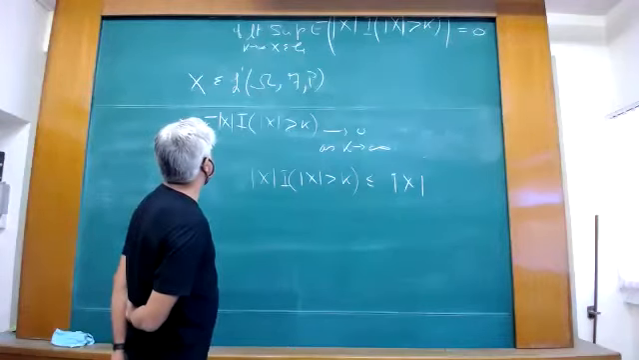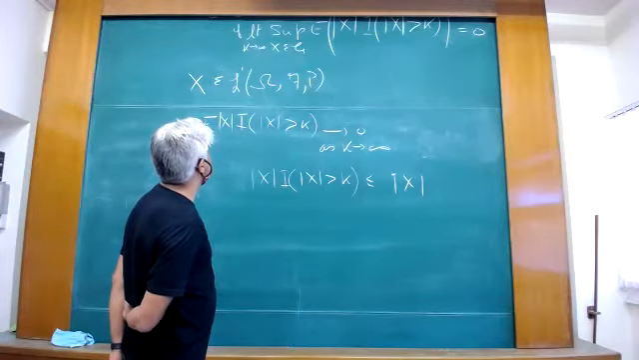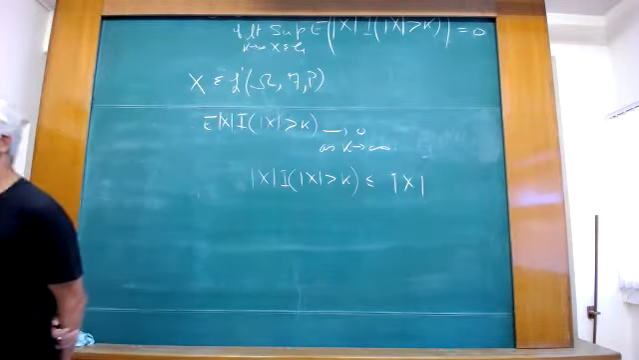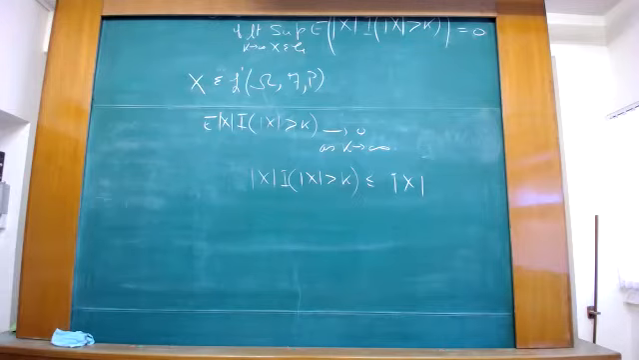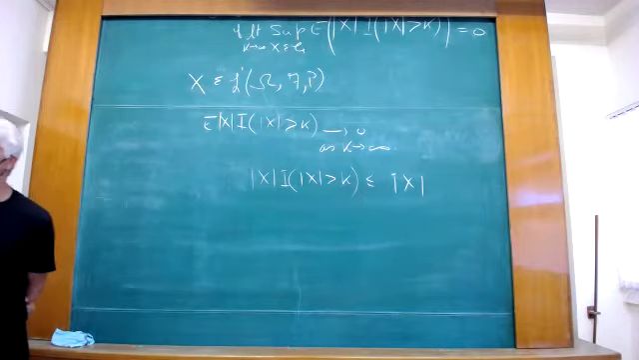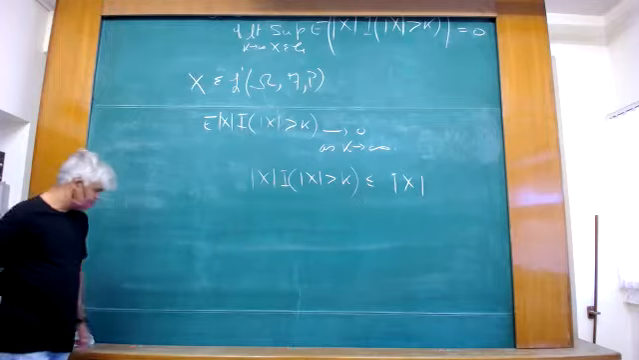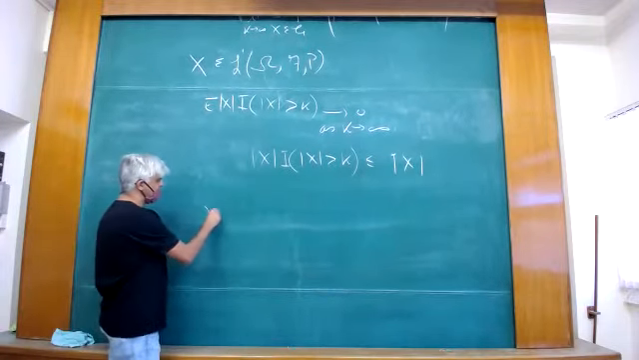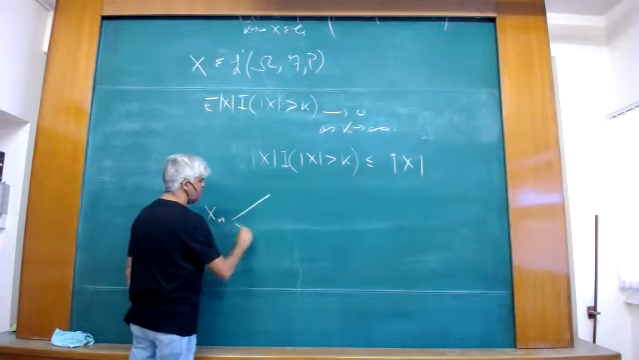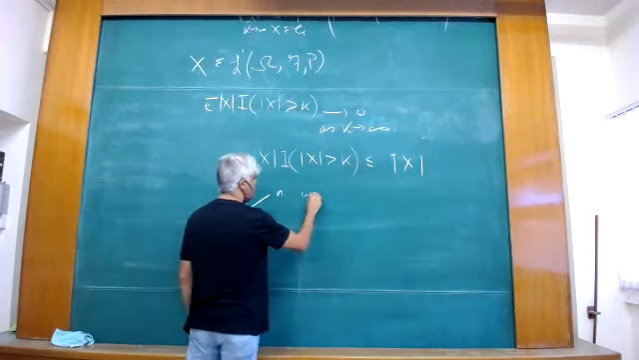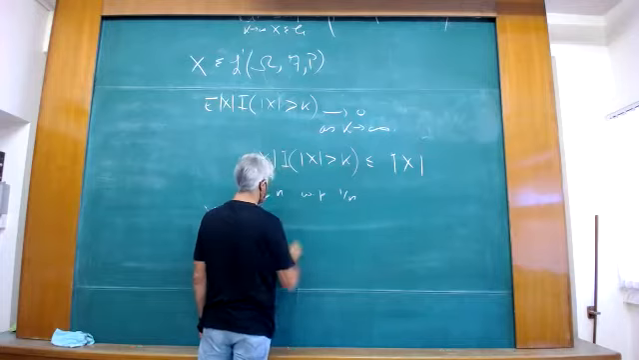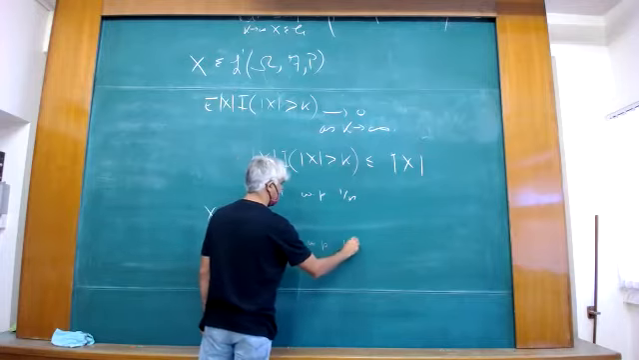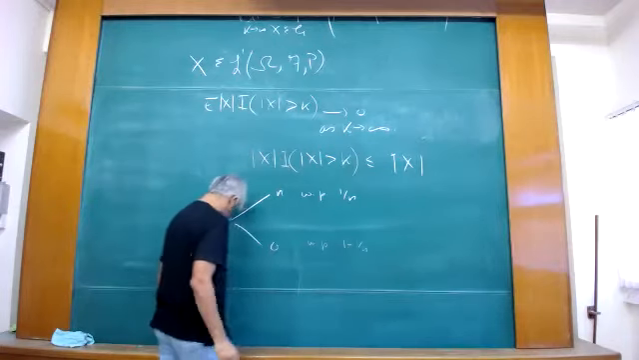Now we can take n times the characteristic function of x between 0 and 1 by n. That's the example that we did last time. So that example is again this. You can have X_n taking value n with probability 1 by n and 0 with probability 1 minus 1 by n.